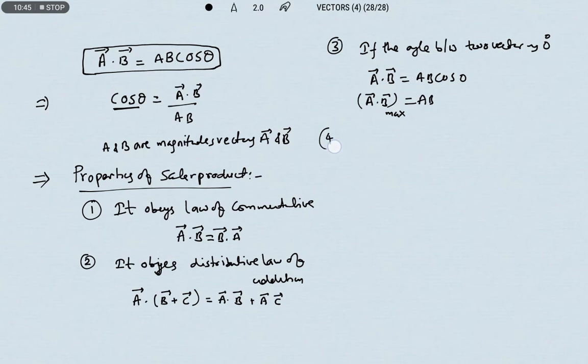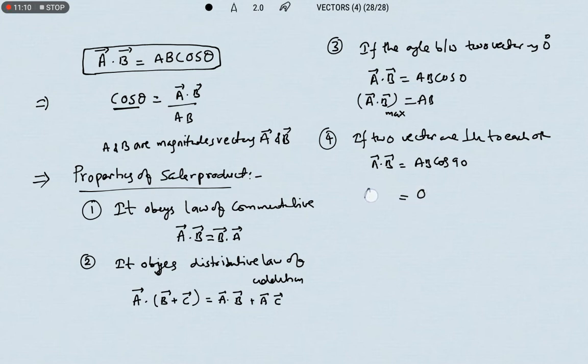Next, if two vectors are perpendicular to each other, that is a bar dot b bar is equal to ab cos 90. So cos 90 value is 0, therefore the total term will be 0. That means the dot product between two vectors is 0 when they are perpendicular to each other.